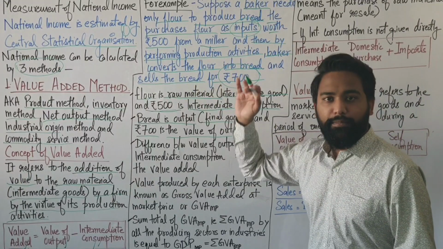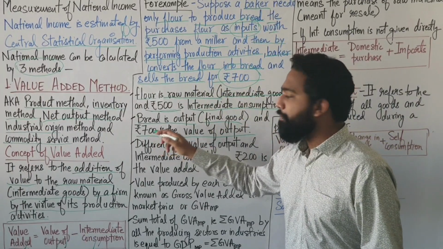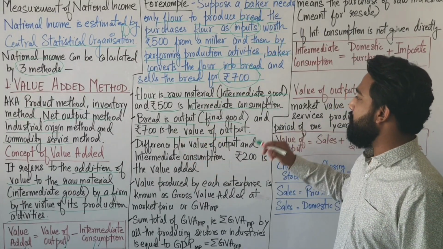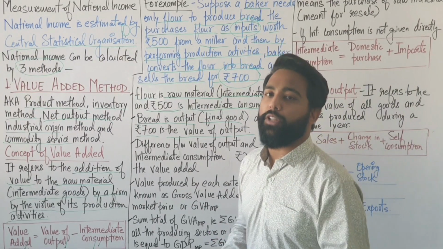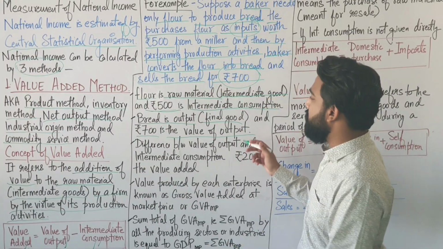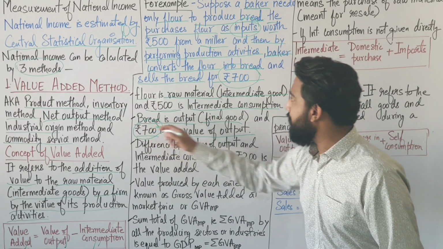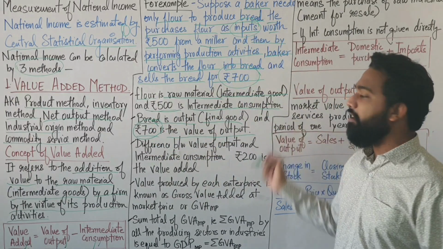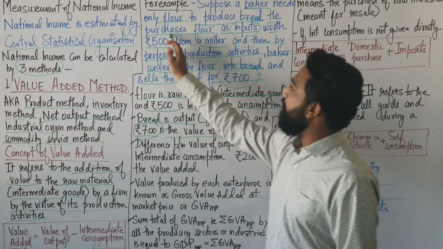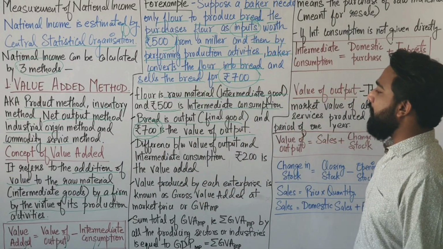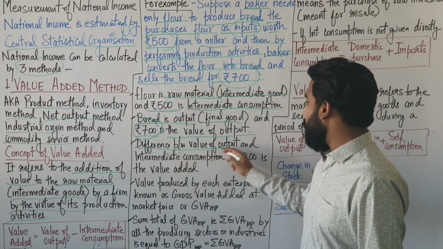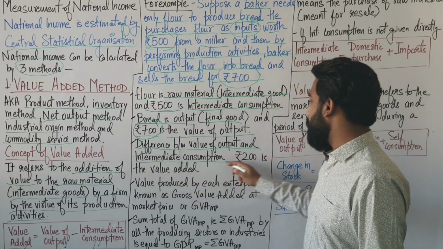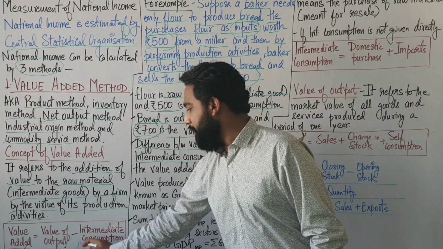Fine. He sells the bread. The final price of the bread is 700 rupees. So the value of bread, the value of output, is 700 rupees. So this is the value of output, 700 rupees. These 700 rupees is the value of output, and these 500 rupees is the intermediate consumption. Is that clear?